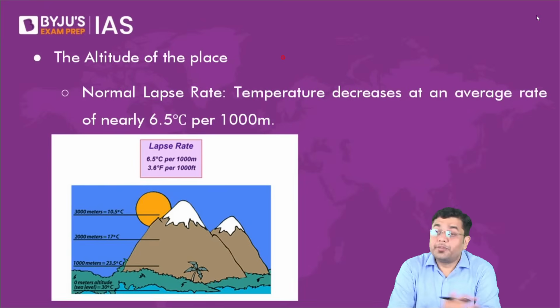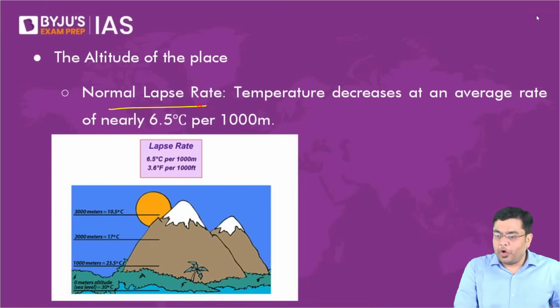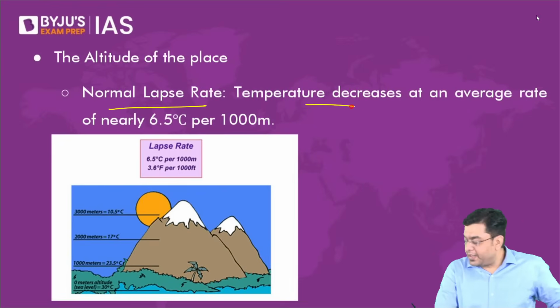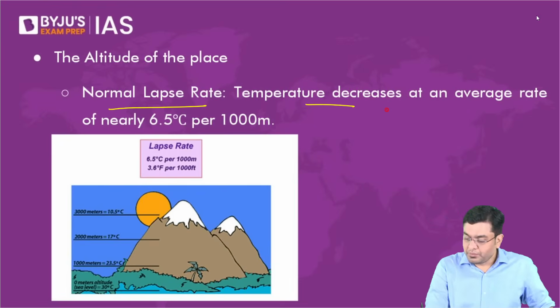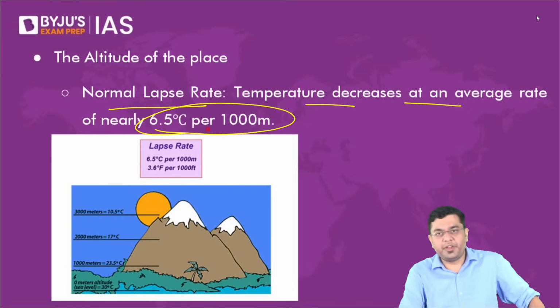So with greater altitude, the temperature tends to reduce. And why? Because of the phenomenon of normal lapse rate. As per the normal lapse rate, temperature decreases at an average rate of around 6.5 degrees Celsius per kilometer. So that is the rate at which the temperature reduces.